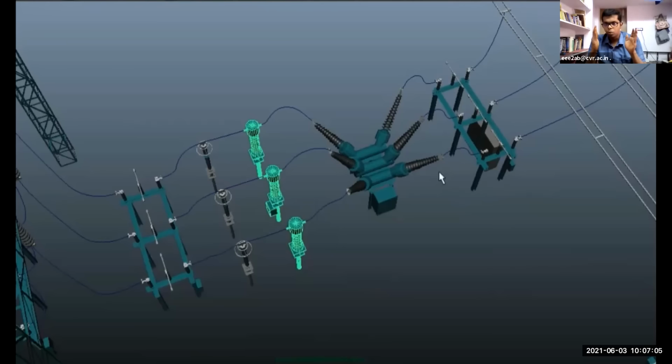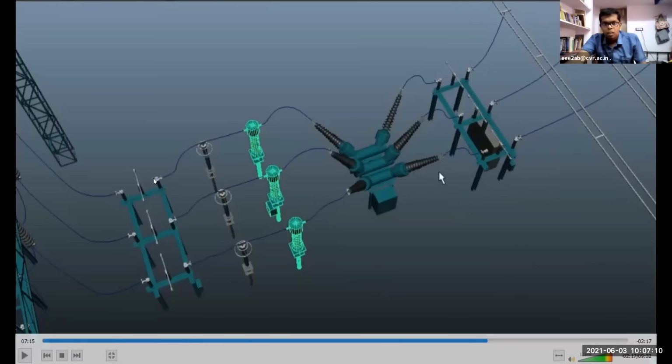You have to open both isolators. If you see here, now both the isolators are open, this isolator also open, this isolator also open. So now you can do the maintenance operation over here. Sometimes they open only one isolator itself, and come here and do the maintenance operation. So ultimate care should be taken, so that you can avoid any accident.